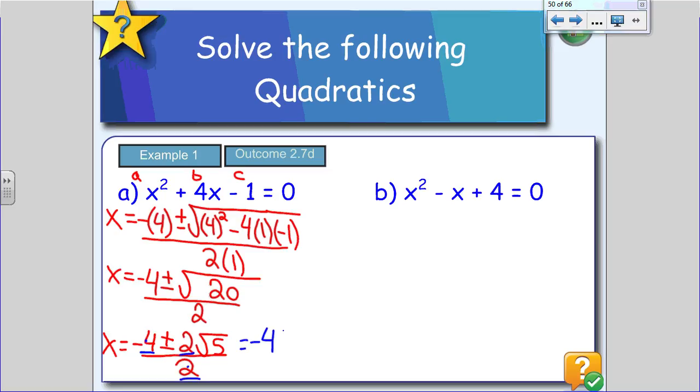I don't want you changing that thing into a decimal. If you change it into a decimal, all you're doing is creating a more confused answer. Negative 2 plus or minus root 5. We have to take that 2 out of all three things. This is a perfect answer. This is what's known as an exact answer. There was no rounding there. That is your solution to this quadratic.